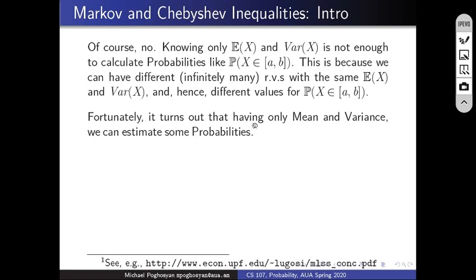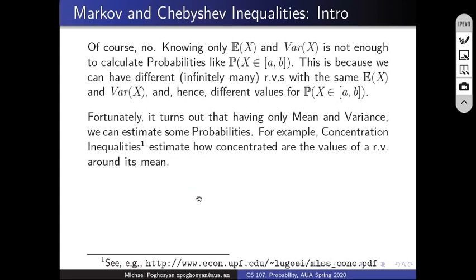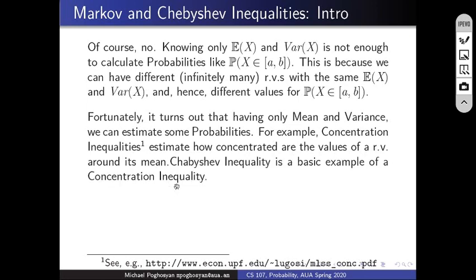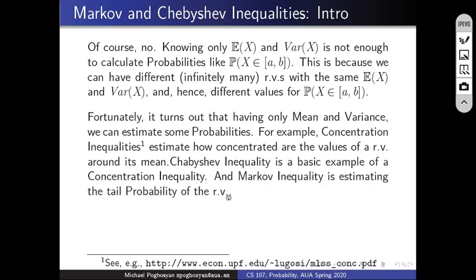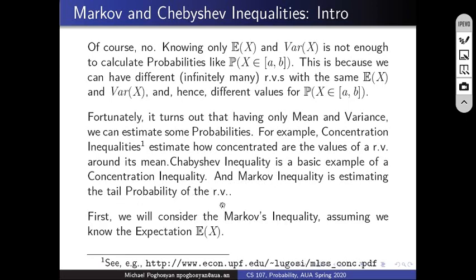Fortunately, it turns out that having only mean and variance, we can maybe not calculate, but we can estimate this kind of probability. We can say something about that probabilities. For example, our concentration inequalities estimate how concentrated are the values of our random variable around its mean. And Chebyshev and Markov inequalities are inequalities of that type, basic types of that concentration inequalities. And in fact, Markov inequality is estimating the tail probability of a random variable. And today we're going to talk about that two inequalities.